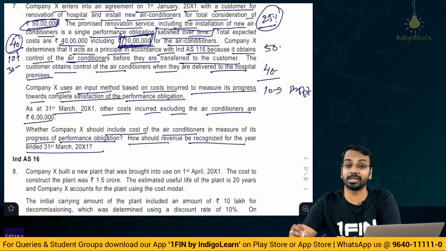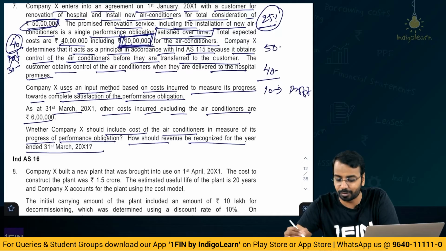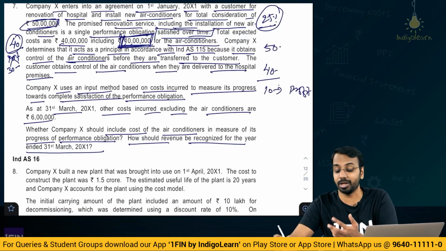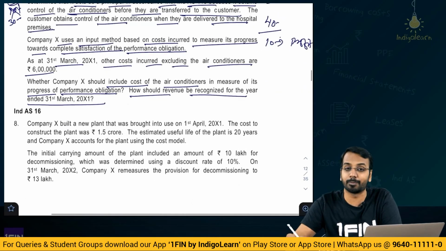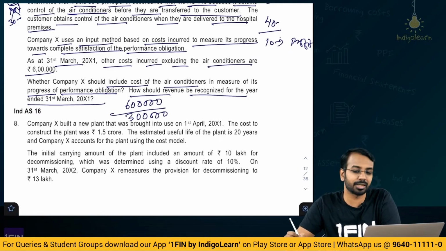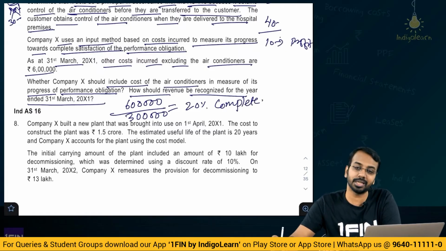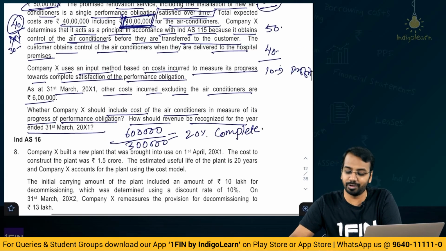In such a scenario, what is appropriate? It is appropriate to exclude this 10 lakhs from the input. So, for the purpose of revenue recognition, we will say obligation completed is 6 lakhs out of 30 lakhs, which means 20% of the work is completed. Then, how much revenue will be recognized?